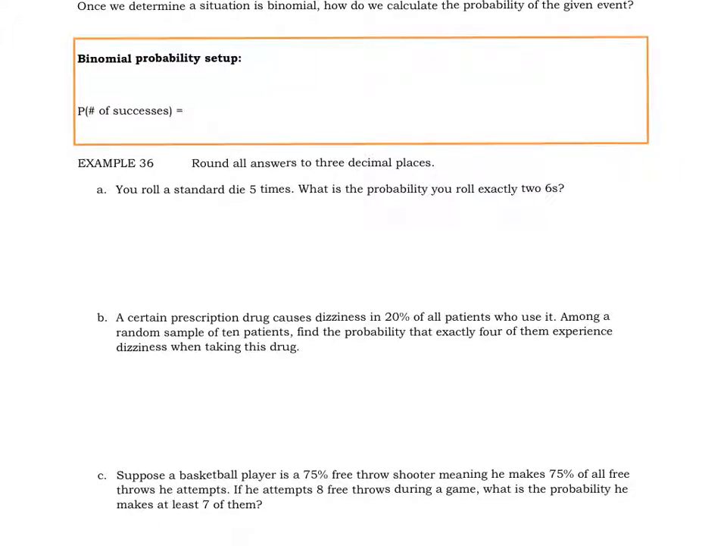So once we figured out that a situation is indeed a binomial probability scenario, how is it that we would calculate the probability? Well, the probability of whatever the number of successes is you're supposed to find is calculated the following way. You will take the total number of trials or repetitions or whatever you want to call them, and then you will do a combination of the number of successes that we are asked about.